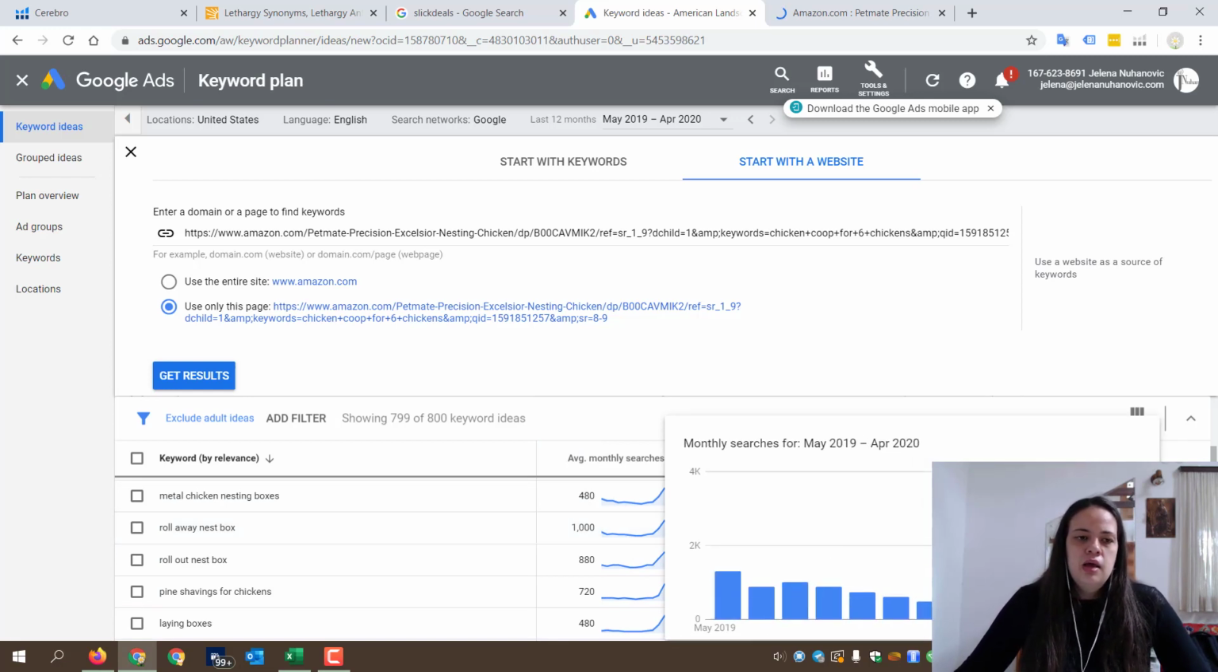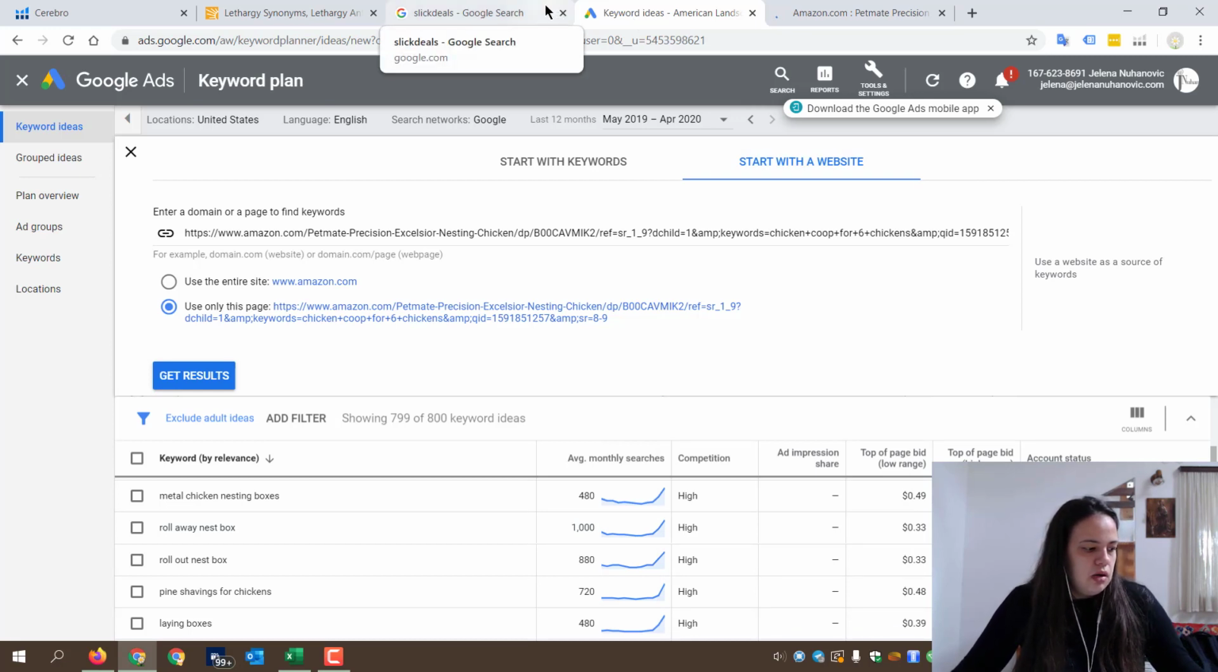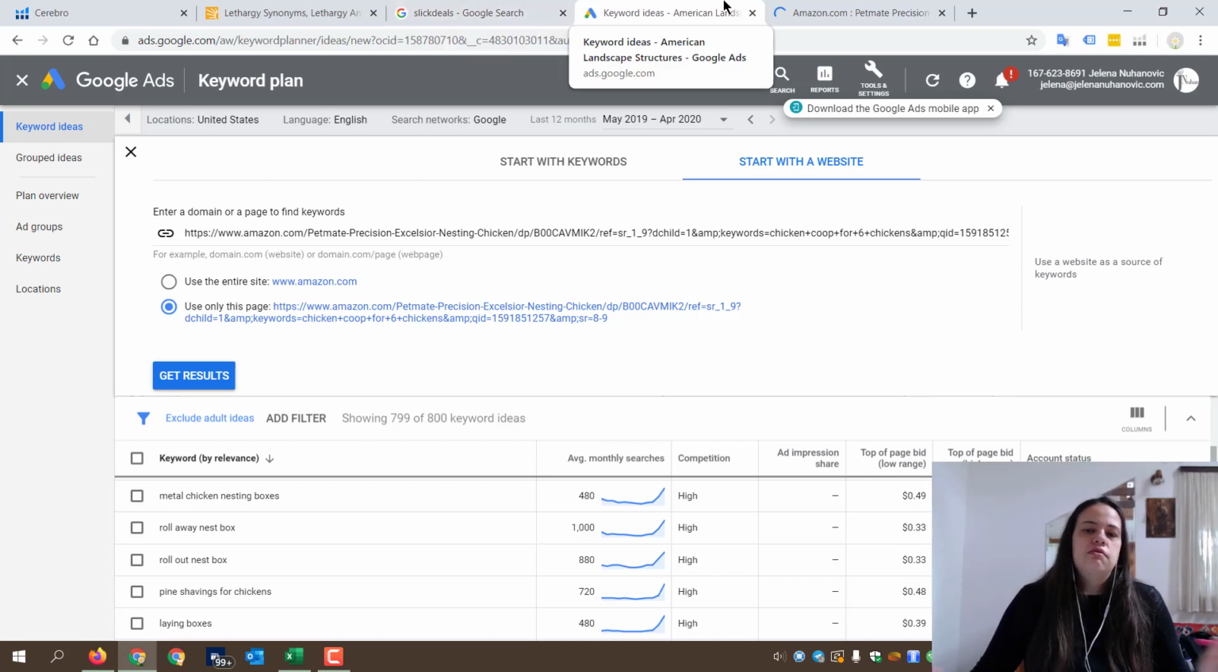So the eighth option would be combining all of these things, going through them all, seeing what works for your account, testing, and eliminating the things that don't work, doubling down on the things that do, and finding the right formula for your own account.